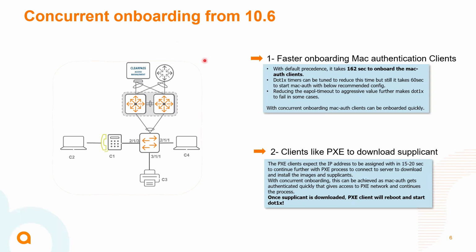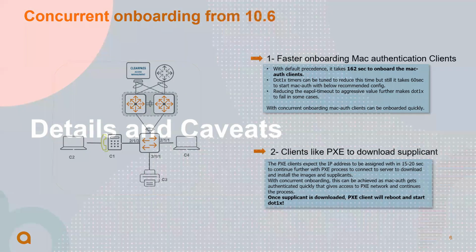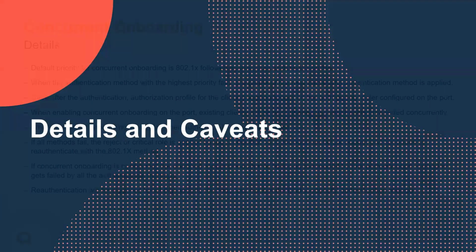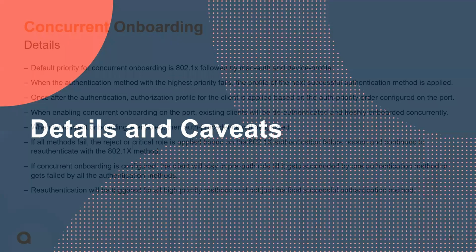With that, the PXE client can get onboarded faster. It can download the EAP supplicant and attempt the .1x authentication for the same client. So this is how both the use cases can be met with the concurrent onboarding as part of the 10.6 image. Let's see the details and the caveats of this concurrent onboarding.